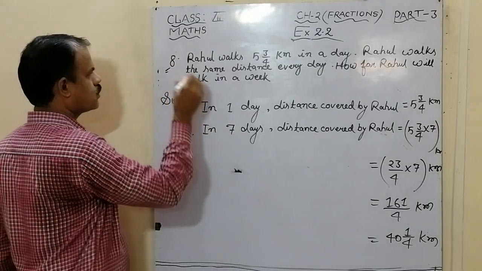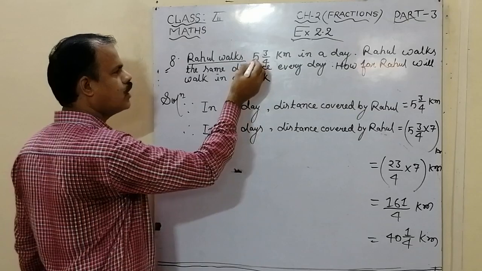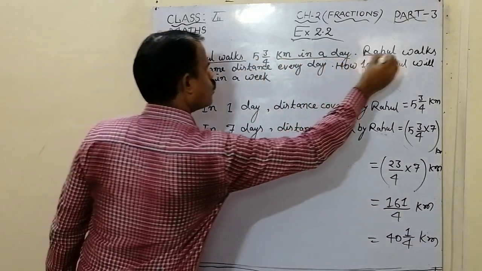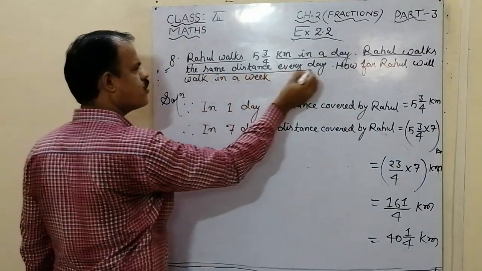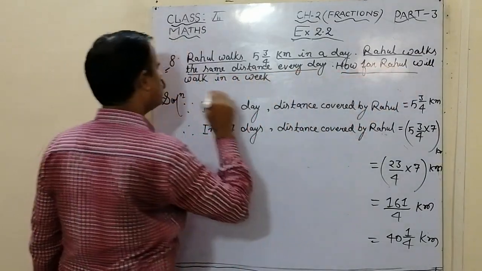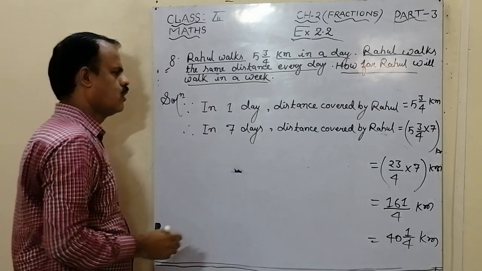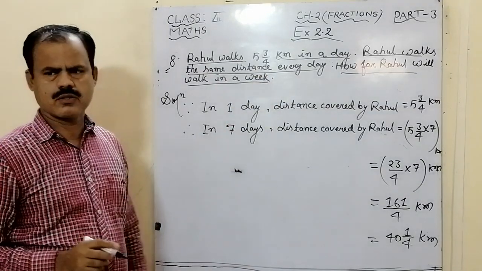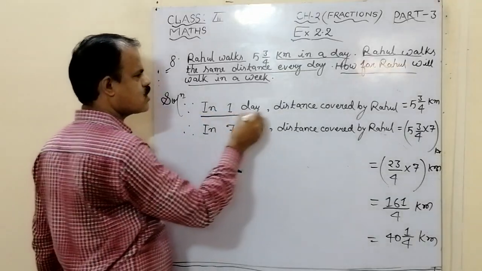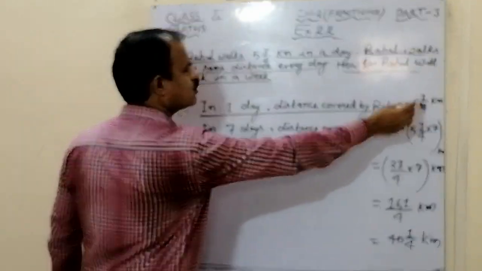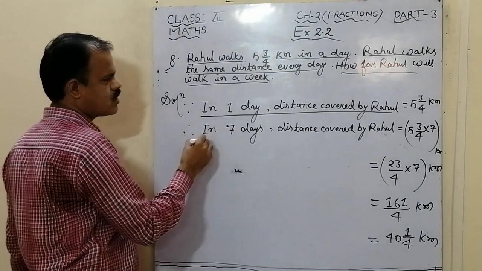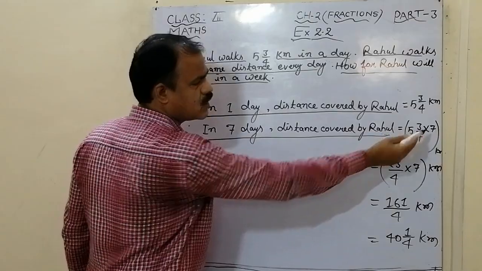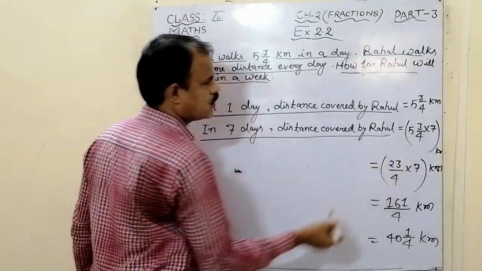Students, question number 8. Rahul walks 5 whole 3 by 4 kilometer in a day. Rahul walks the same distance every day. How far does Rahul walk in a week? So students, we have been given the distance for 1 day. So in 1 day, the distance covered by Rahul is 5 whole 3 by 4 kilometer. So in 7 days, the distance covered by Rahul equals 5 whole 3 by 4 multiplied by 7 kilometer.